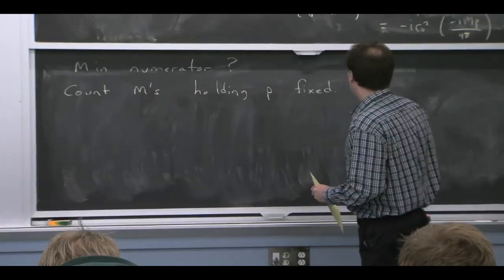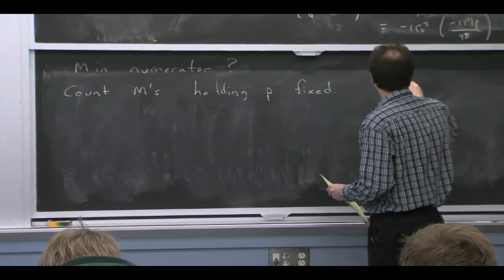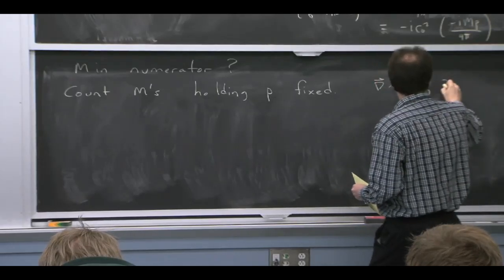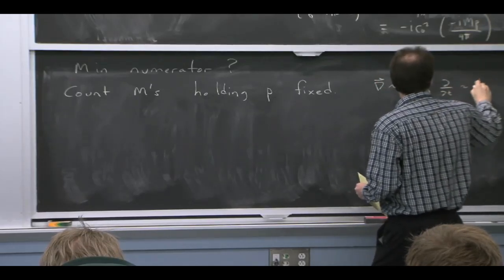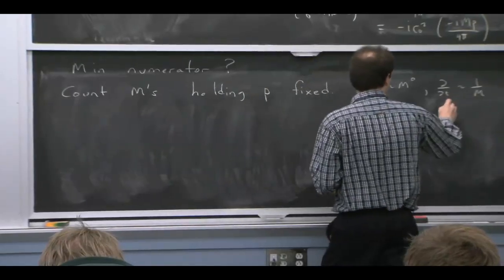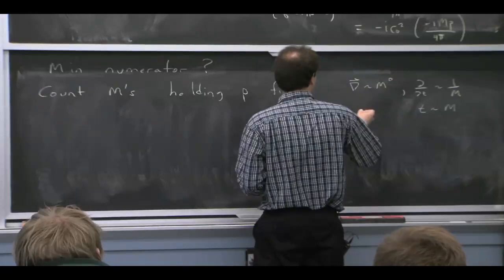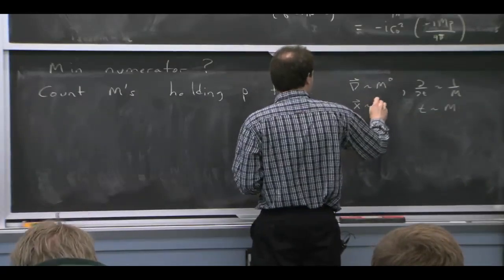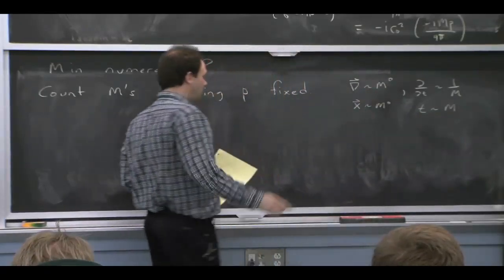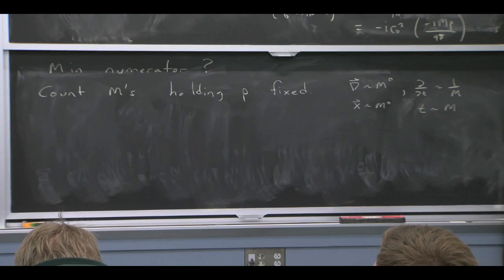So if we hold the momentum fixed, then grad has no m's. But partial t scales like 1 over m. And correspondingly, t scales like m. Okay? X and grad don't scale, but partial t and t do. And that's exactly what makes these two terms the same size.